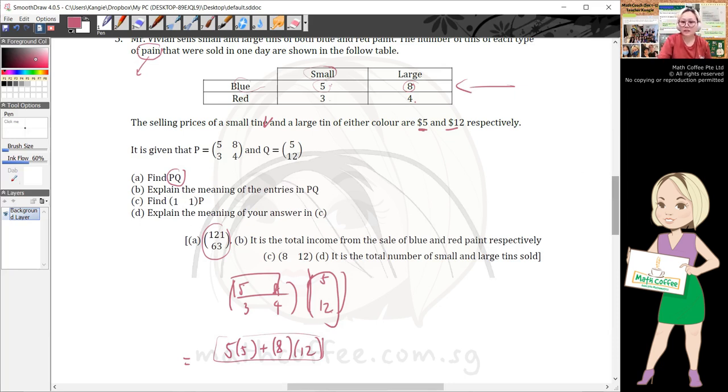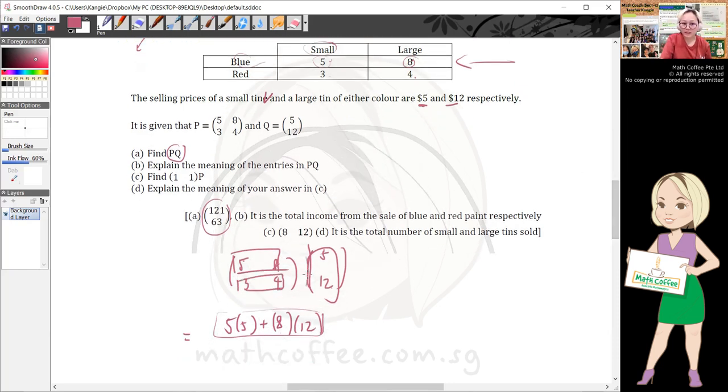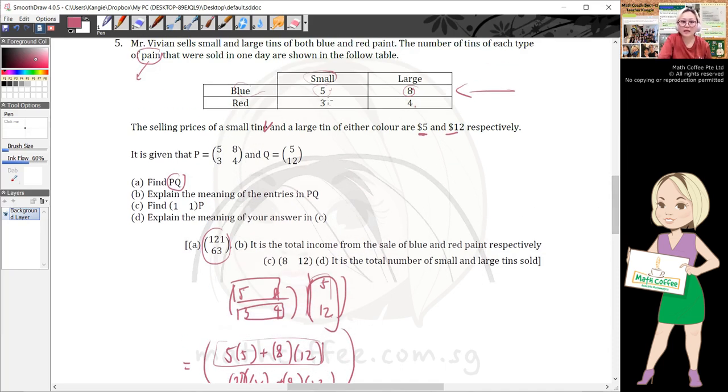Then let's take a look at the bottom one, which is this and this, right? So you know that you will take 3 times 5 plus 4 times 12. Then when you come back and see here, 3 times 5 plus 4 times 12. So it's actually finding the total for the red. You get what I mean?